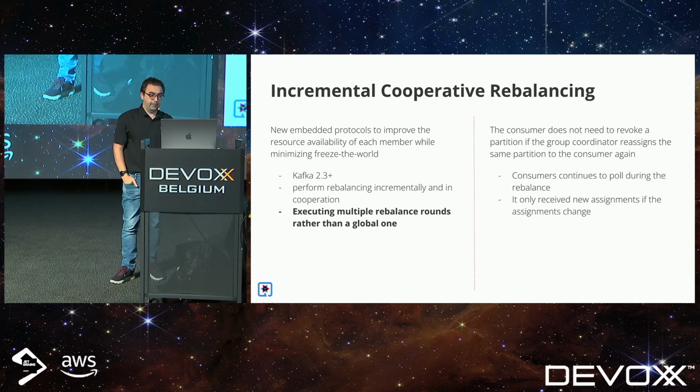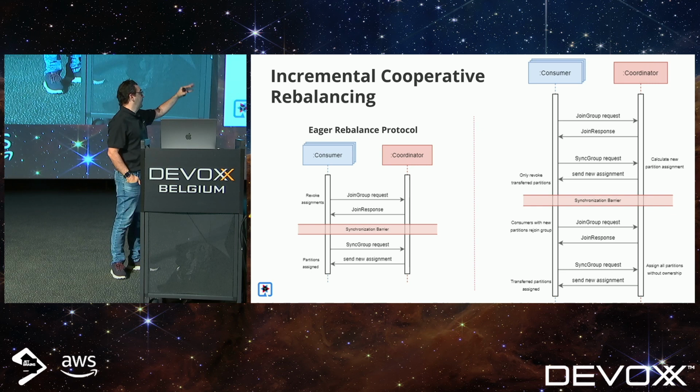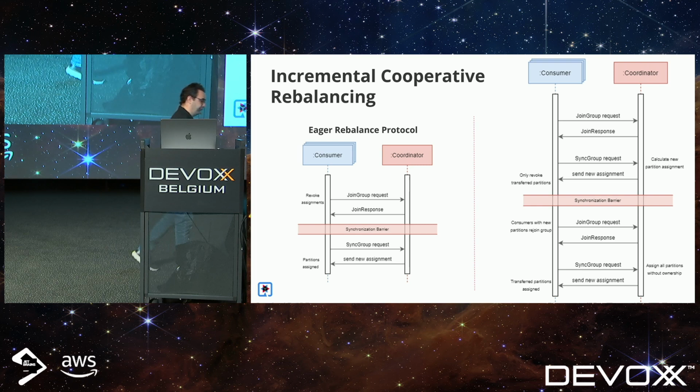The difference is the synchronization barrier moved up a little bit. So we have the join group on the right side. With the incremental one, we have the join group, join response, sync group, new assignment, and here the synchronization barrier starts. Then we have the join group and so on. So we reduced the freeze. We can continue polling from the partitions that are still assigned to us while the rebalance happens. That avoids lagging behind, which would be pretty bad.